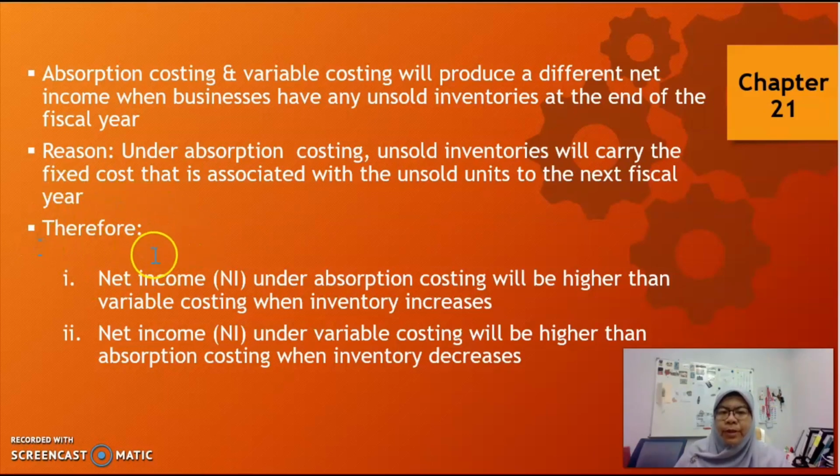The conclusion for this video is that net income under absorption costing will be higher than variable costing when inventory increases. But net income under variable costing will be higher than absorption costing when inventory decreases.